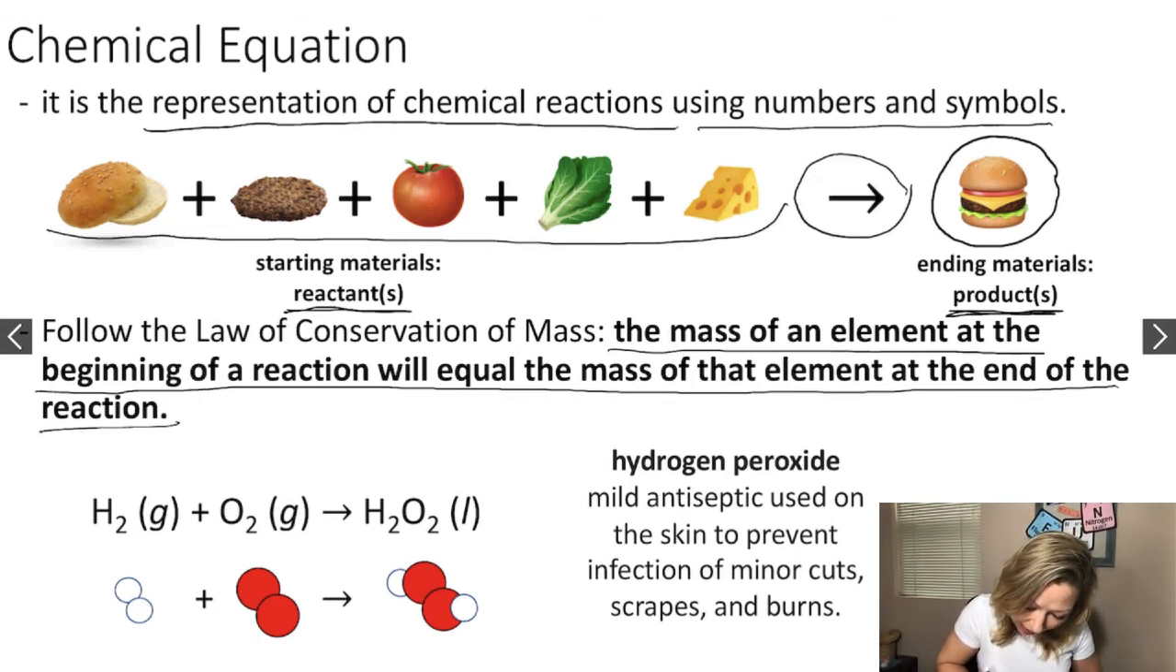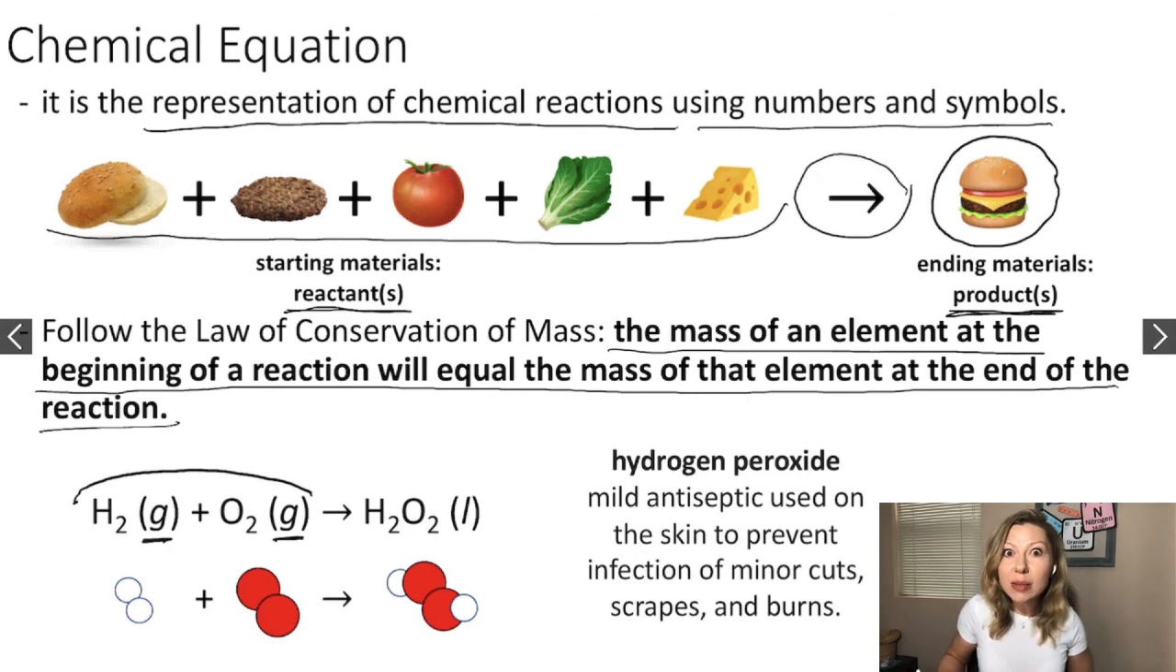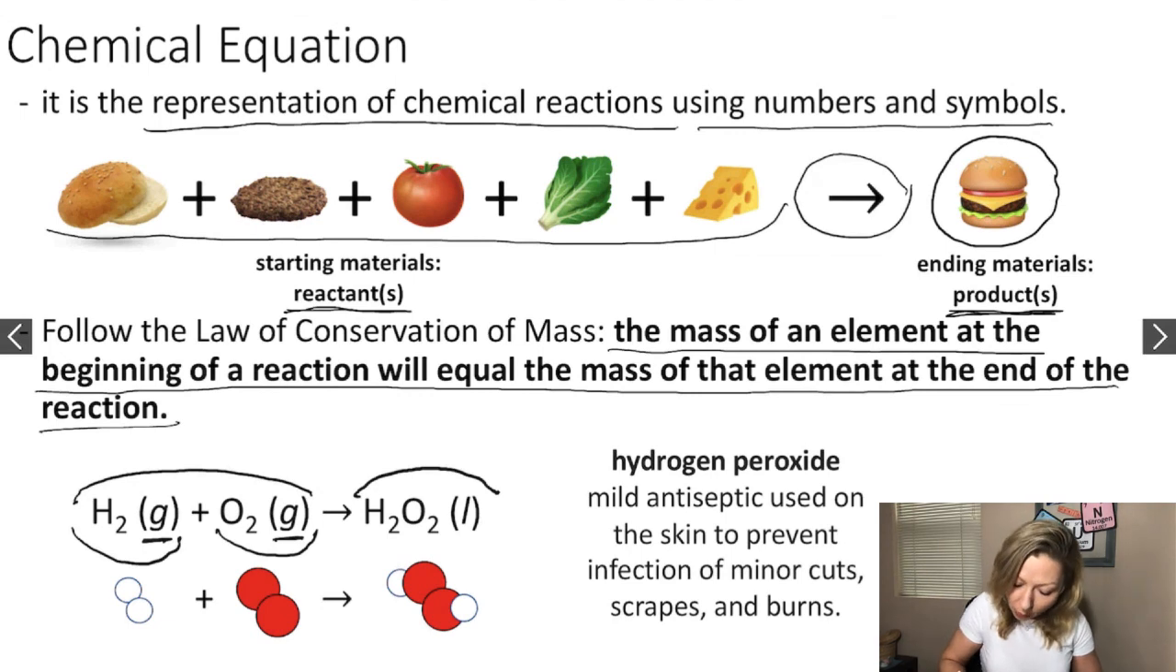So, in this example, my reactants are H2 plus O2. In brackets, you can see two letters, both are g. These just symbolize the state of the matter. So, H2(g) means that I have hydrogen gas. O2(g) means that I have oxygen gas. And if I mix the two together in the right way, I'm going to produce my product H2O2, which is a liquid. So H2O2 is actually hydrogen peroxide and it is used as a mild antiseptic.